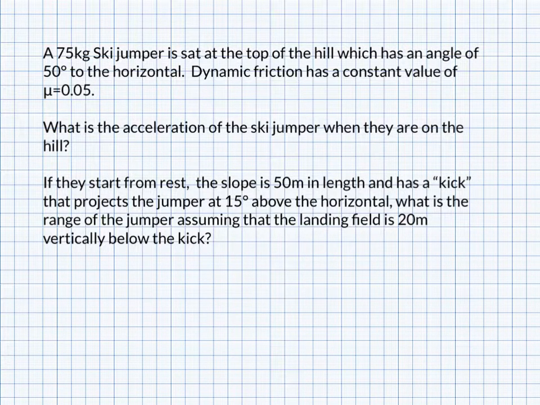What we've then got to do is apply two suvat problems. We've got to find the speed of the ski jumper at the bottom of the hill after our 50-meter length, and then, assuming that the speed doesn't change as it goes from the downhill to the kick, what happens as the ski jumper is projected through the air. And we're going to assume that there's no air resistance, and that the kick is 20 meters above the landing field.